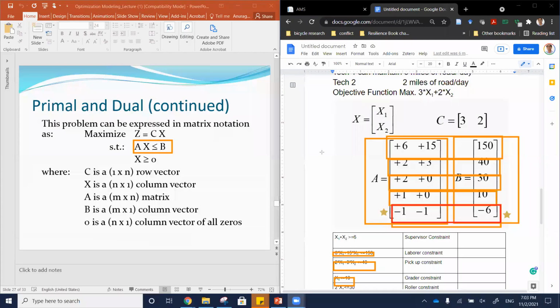So yes, I finally have a response, because if you recall, all the constraints were basically, you cannot have more than these laborers. You cannot have more than this pickup. You cannot have more than this grader, or more than this number of rollers. But for the supervisor, the constraint was flipped. The constraint was you must have at least 6 supervisors. So the constraint was x1 plus x2 must be greater than or equal to 6.